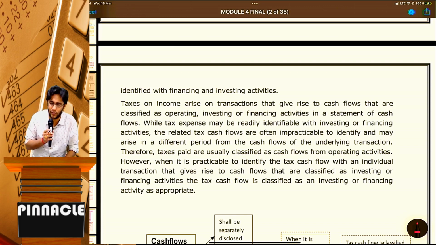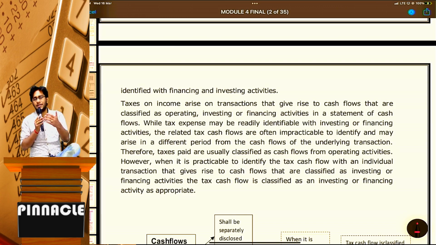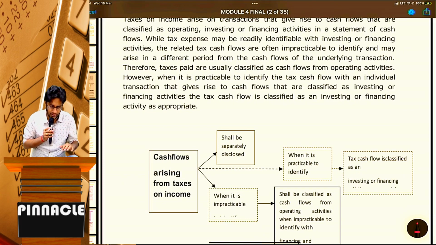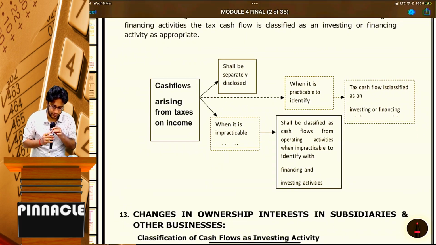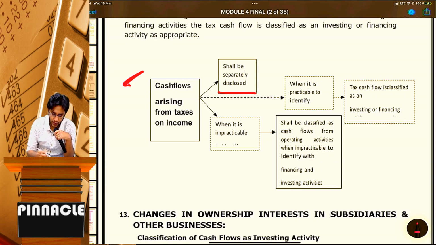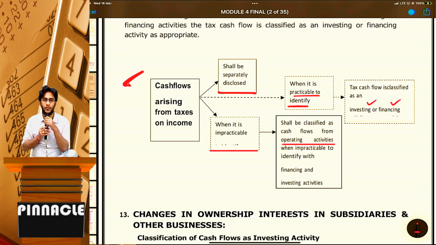However, when you have clear information, you can go and classify it appropriately. Operating at operating, financing at financing, investing at investing. That's the paragraph he told. Here you see, cash flows arising from tax. Everything is covered in this. Cash flows arising from taxes on income shall be separately disclosed. And when it is practicable to identify, you classify it as investing or financing. If not practicable, happily classify it as operating activity as appropriate.